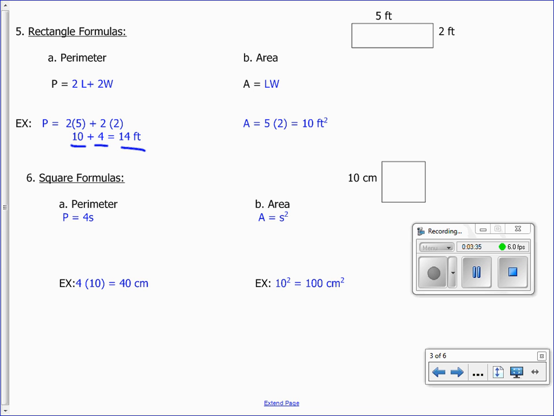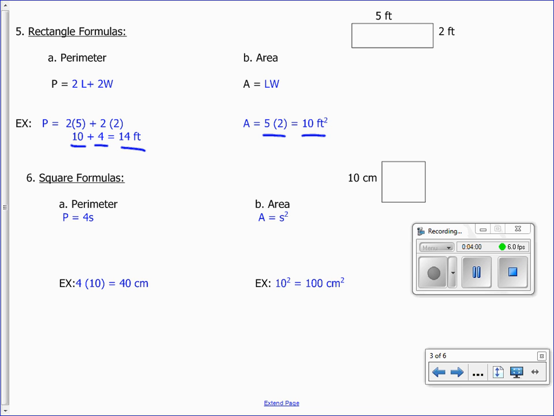So if we take the area of that same object, the length, which is 5 feet, times the width, which is 2 feet, 5 times 2 is 10. And you will indicate that as feet squared. When you are dealing with area, be sure and square whatever unit it is, because it is square in the interior. Square formulas for number 6.